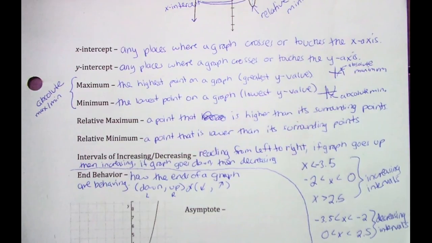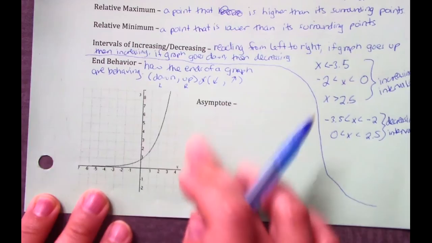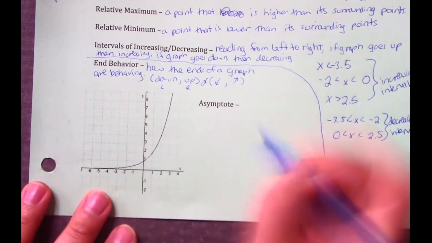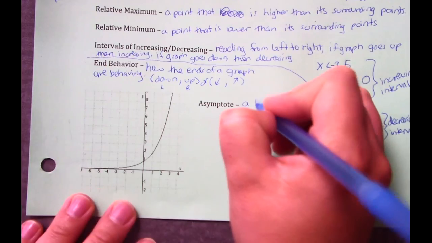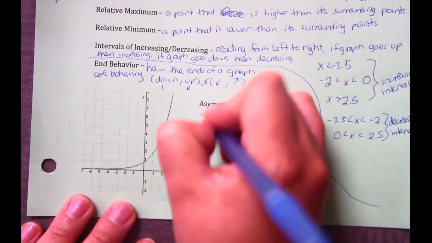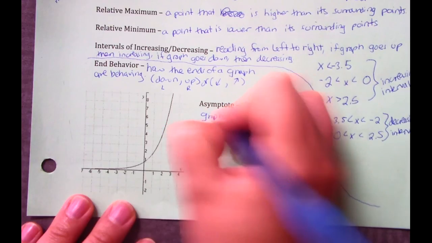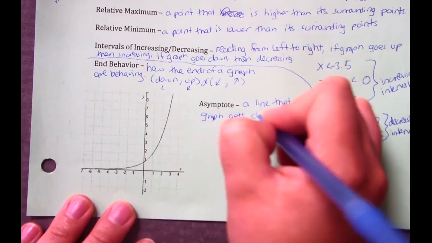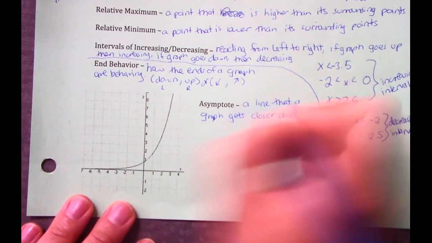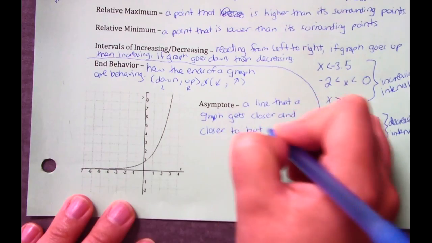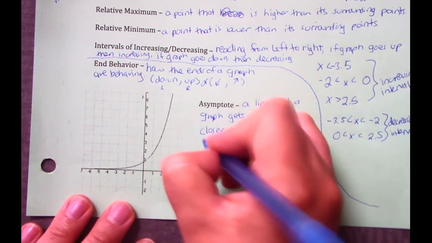An asymptote, so we're going to look at this graph for an asymptote, because we know that an asymptote is a line that a graph gets closer and closer to, but never touches.